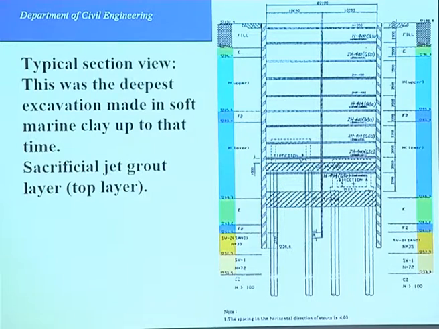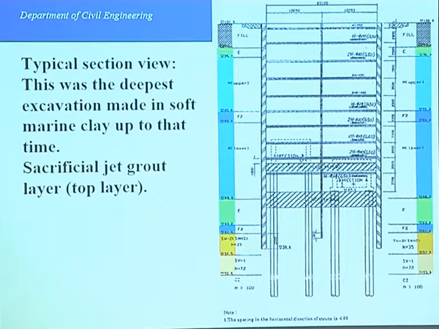And so there were something like 9 to 10 layers of struts being planned. 2, 4, 6, 8, 9, 10. There's another layer of struts there. So 10 layers of struts. These two layers of soil are jet grouted layers, in the sense that they wanted to improve the layer of soil to give it additional bracing.